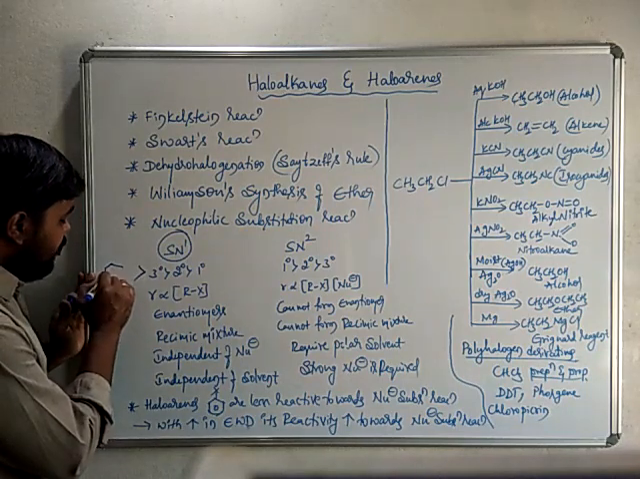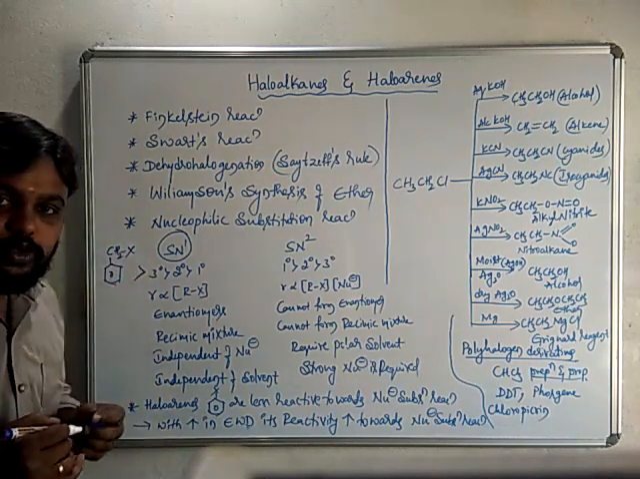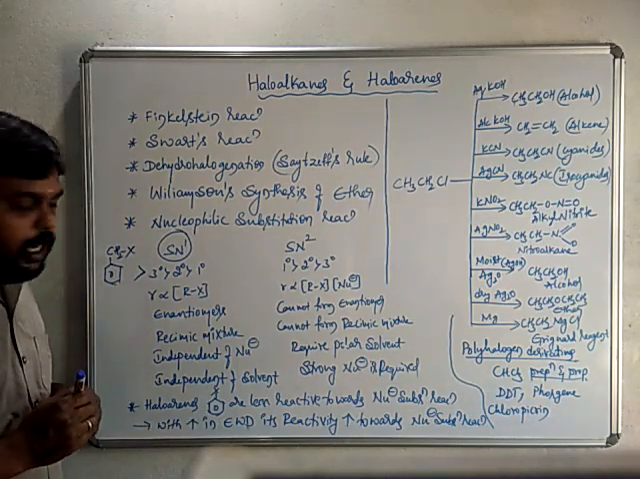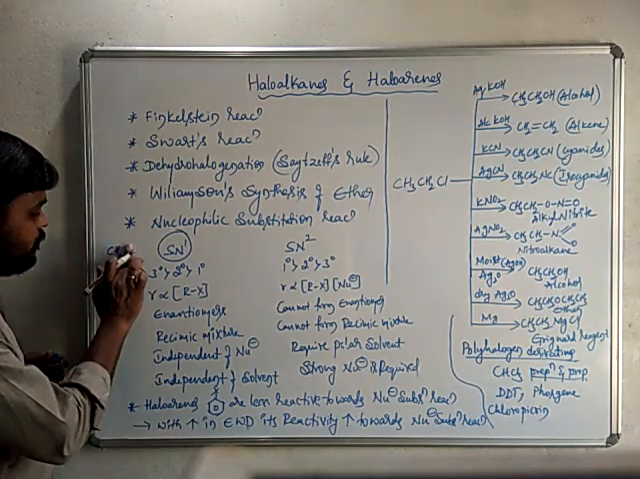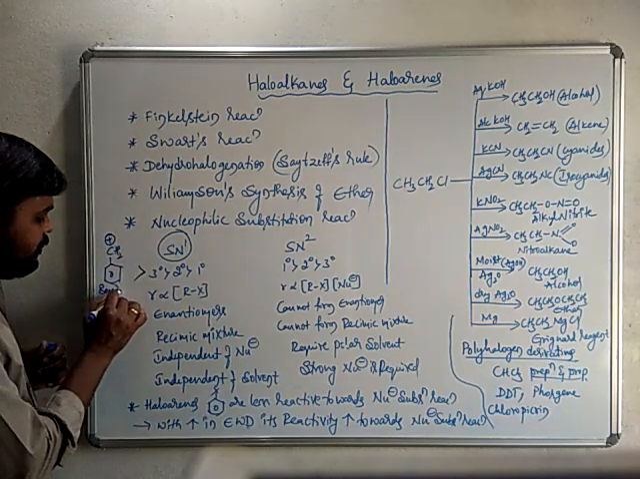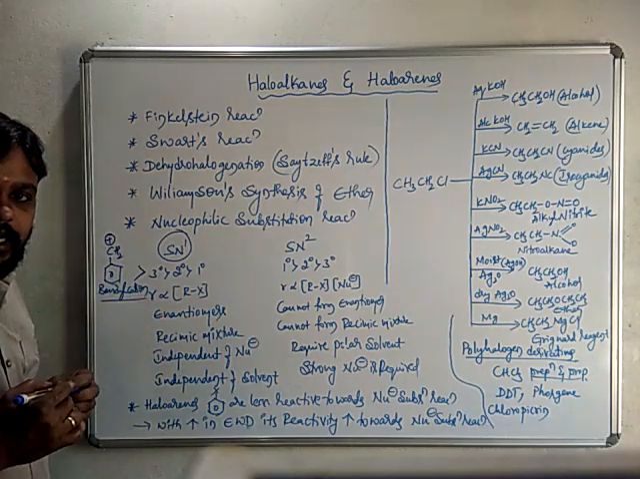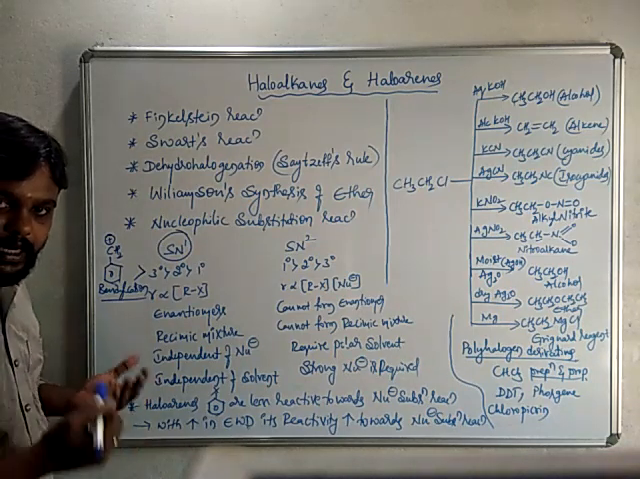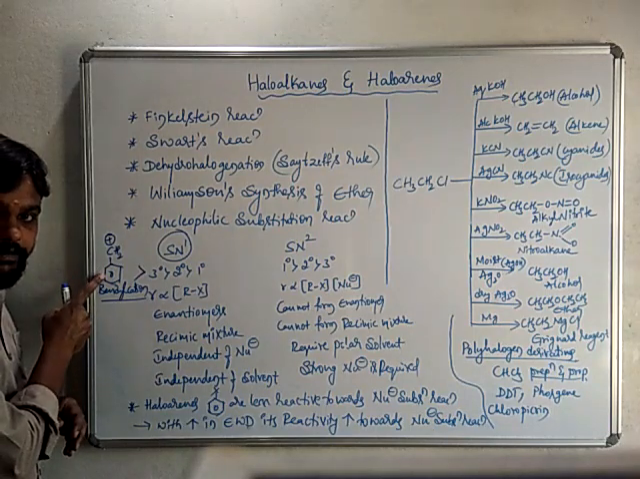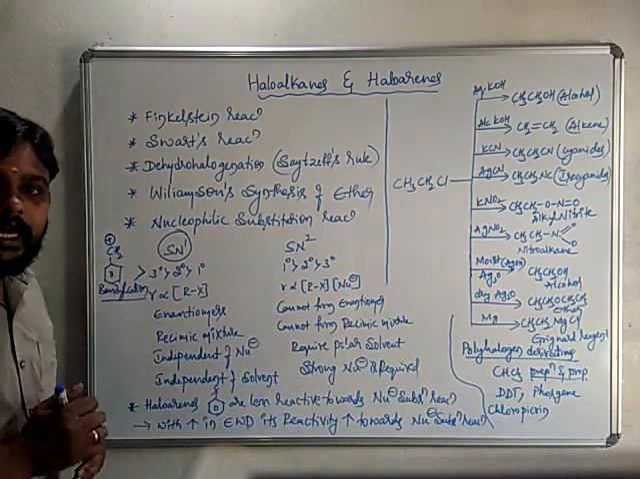Apart from these, the more reactive halide towards SN1 mechanism is benzyl halide. During the formation of the carbocation, it loses X minus, forming C plus. So this is the benzyl cation. Remember, among all carbocations, that is tertiary, secondary, primary, simple, and benzyl, the benzyl carbocation is the most stable. Due to the formation of the more stable benzyl carbocation, benzyl halide is more reactive towards SN1 mechanism.